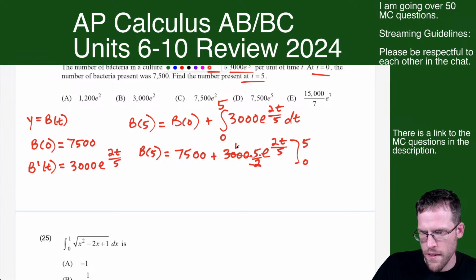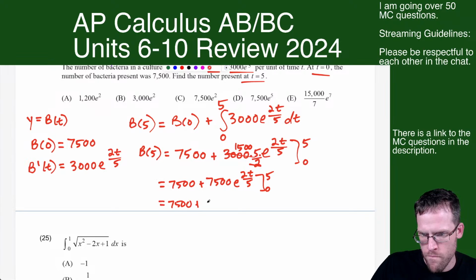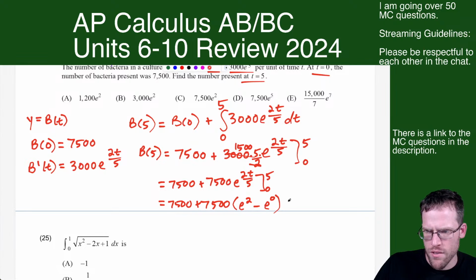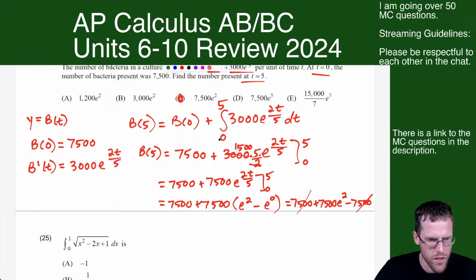3,000 divided by 2 is 1,500. And then 1,500 times 5 is 7,500. So this is 7,500 plus 7,500 e to the 2t over 5, this part going from 0 to 5. So then this is 7,500 plus 7,500 times e. I'm going to leave the constant on the outside. 2 times 5 is 10, divided by 5 is 2, minus e to the 0, which is 1. Okay, so this is going to make 7,500 plus 7,500 e to the 2. But this is 1. So when I do 7,500 times minus 1, I get minus 7,500. Now this cancels. It's just 7,500 e squared. So, tricky question.